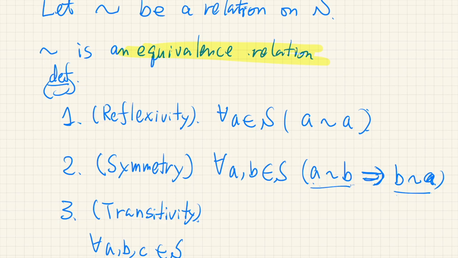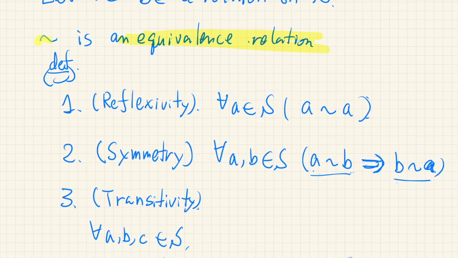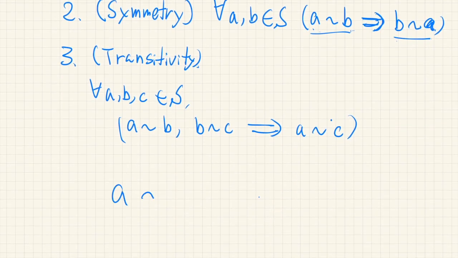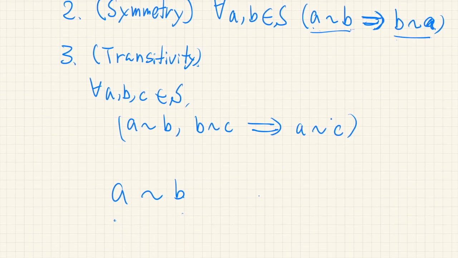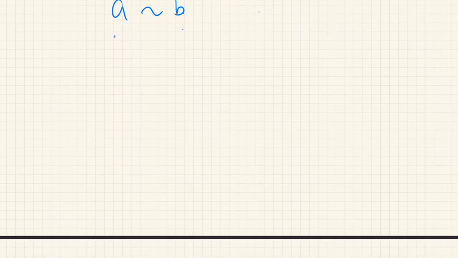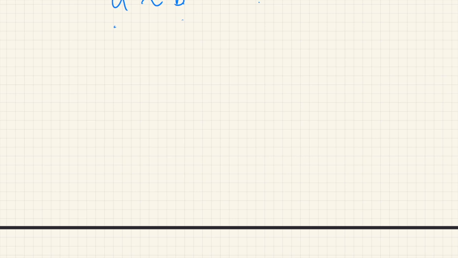And if this relation is an equivalence relation, when A is related to B, we say A is equivalent to B, or B is equivalent to A. Because of symmetry, it doesn't matter which one comes first. Okay, let's see a few examples. First of all, the equality on, for example, integers is an equivalence relation, right?